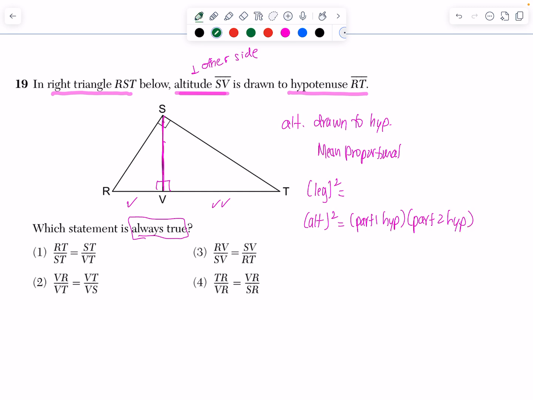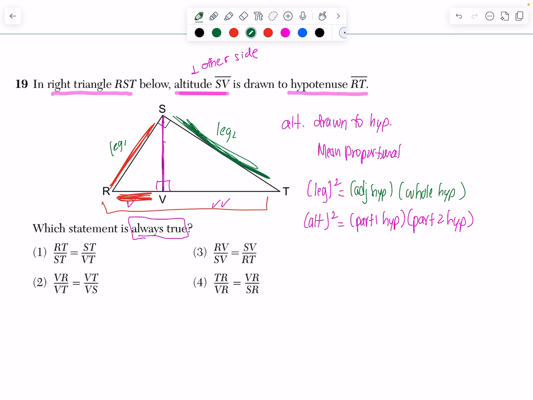Now, these are what we call the legs. And so the leg formula is the adjacent part of the hypotenuse times the whole hypotenuse. So if you look over here, the leg squared is the adjacent part of the hypotenuse times the whole hypotenuse. All right, now let's go back to the problem.